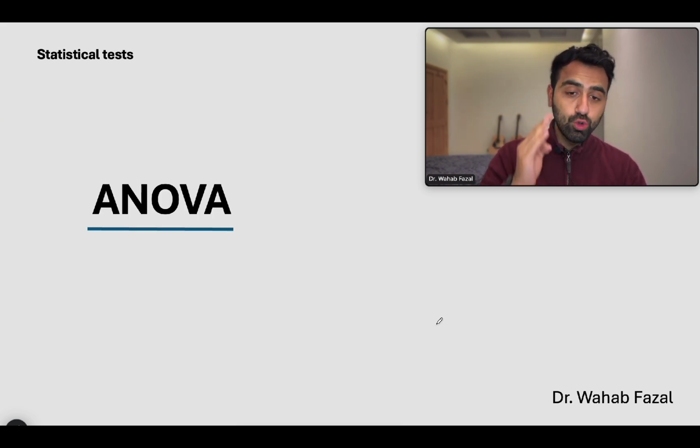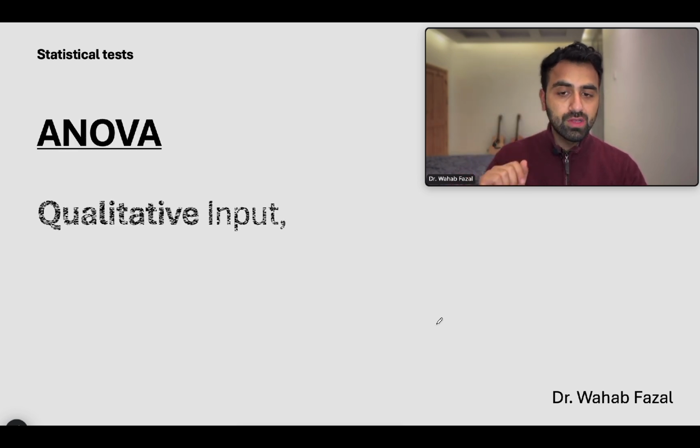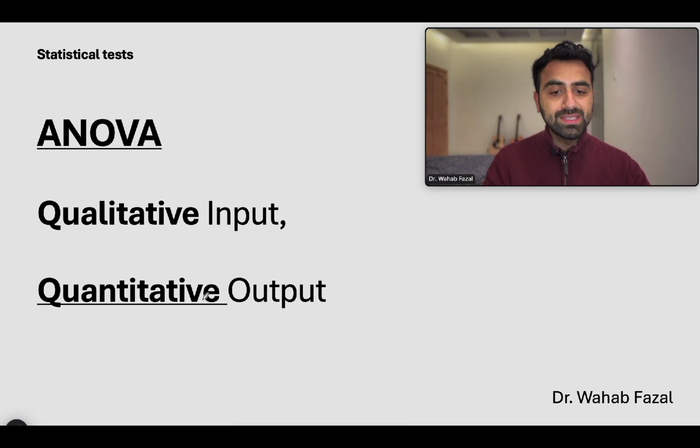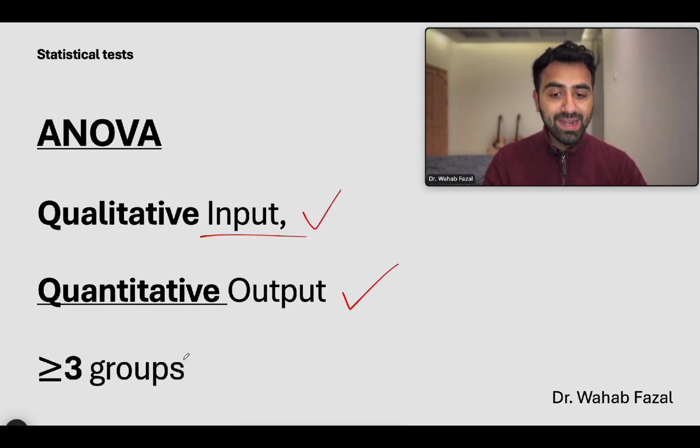When you have more than two groups and the same kind of qualitative input and quantitative outcome, three different groups, so it's going to be the same qualitative input and quantitative output. Great, but greater or equal to 3 groups, not 2 groups. T-test is only for 2 groups.